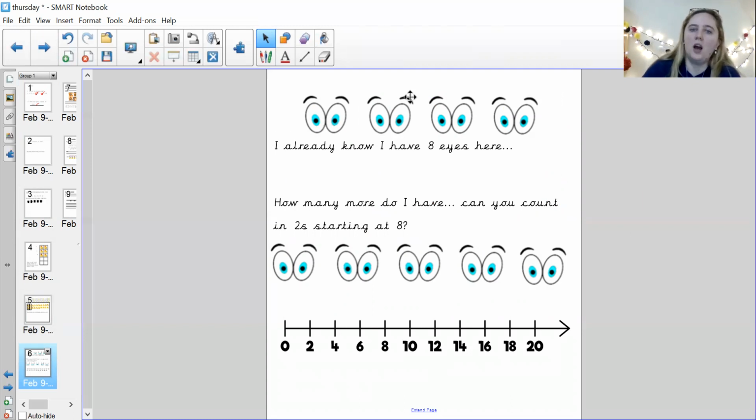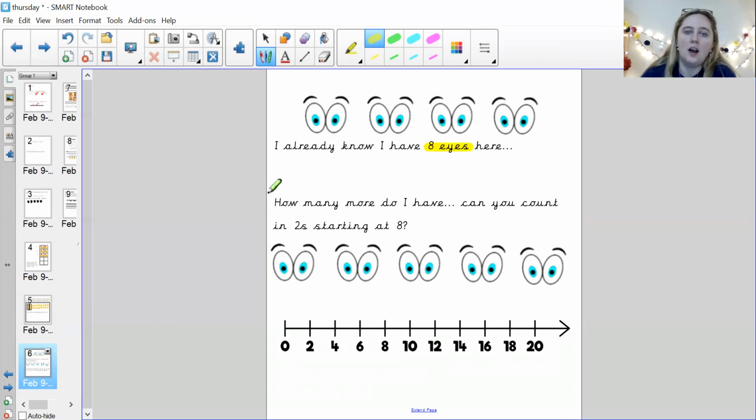I know that I already have 8 eyes here, 2, 4, 6, 8. So I have 8 eyes. How many more do I have? Can you count in twos starting from the number 8? I'm going to say pause and you count how many more eyes we've got, okay?